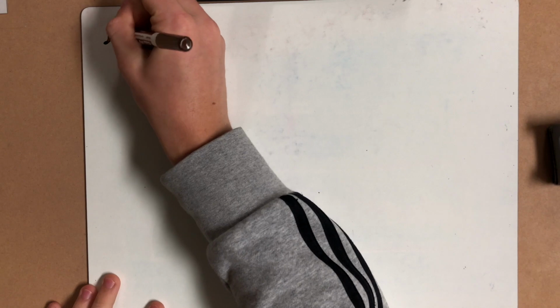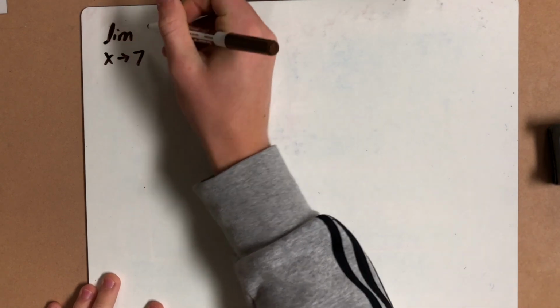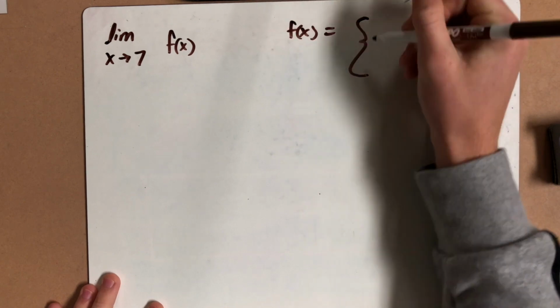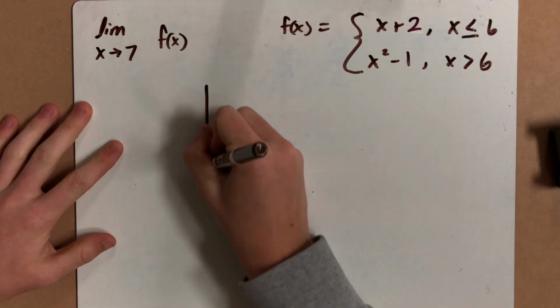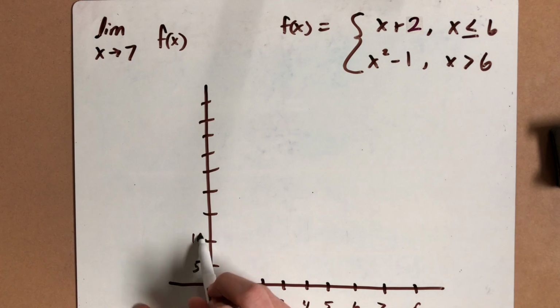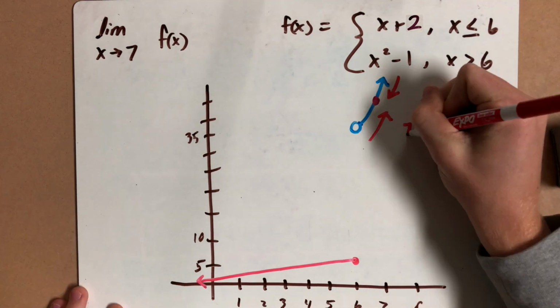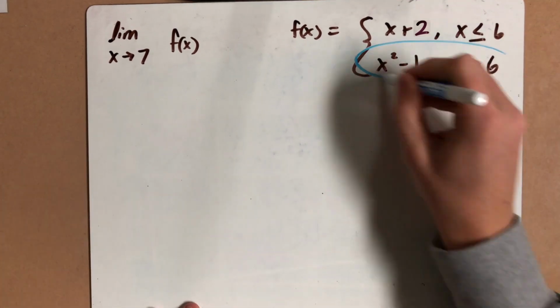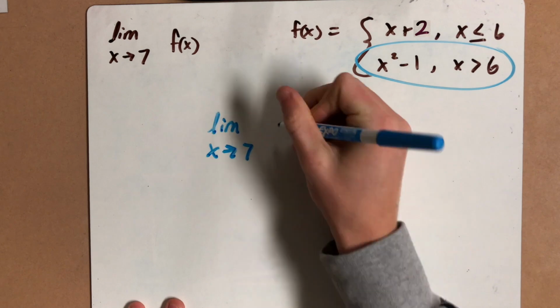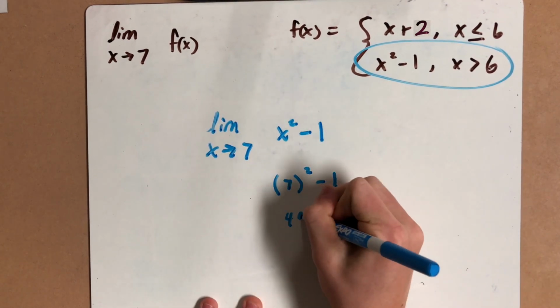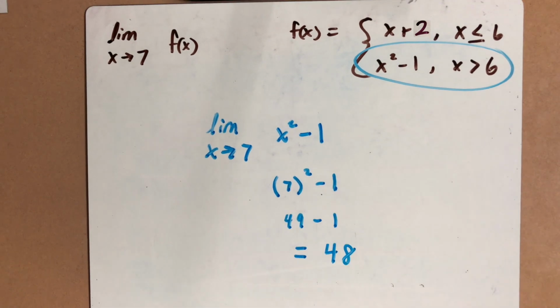For the fourth part of number 1, we will find the limit as x approaches 7 on f of x. And just a reminder, f of x is equal to x plus 2 when x is less than or equal to 6, and x squared minus 1 when x is greater than 6. Using the graph we sketched, we can see that at 7, the function is continuous and it approaches 48 from both sides. Just to make sure, let's plug in 7 into the original function. We will use the function that is satisfied by 7, x is greater than 6. This gives us 48, which we saw in the graph.